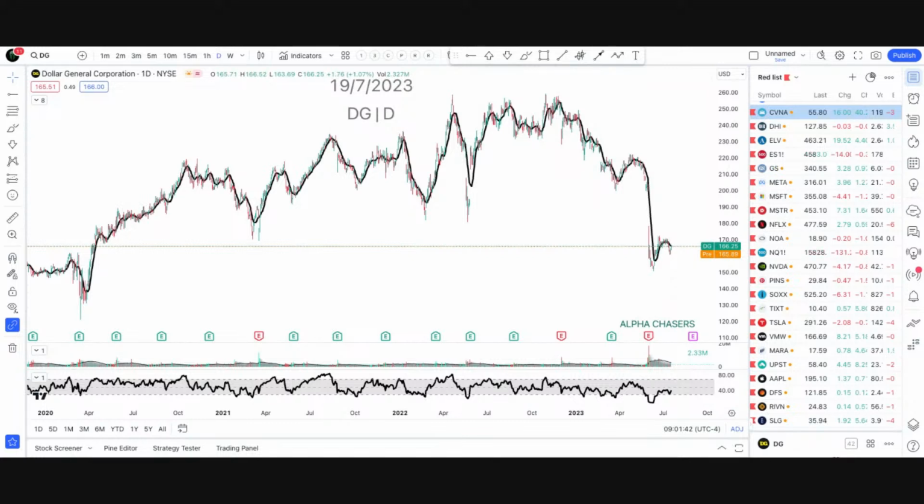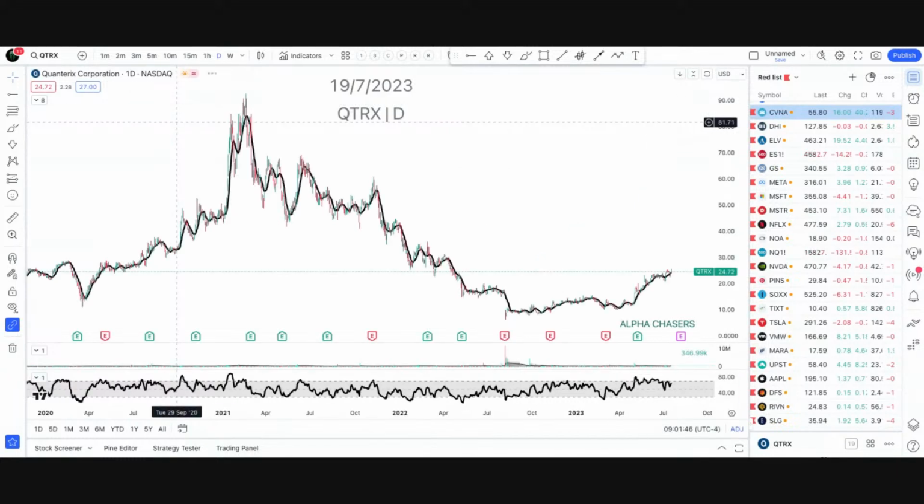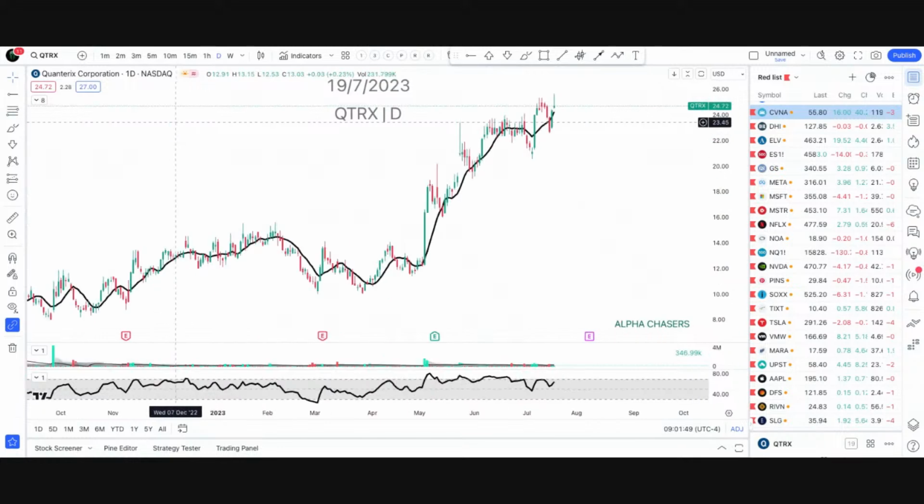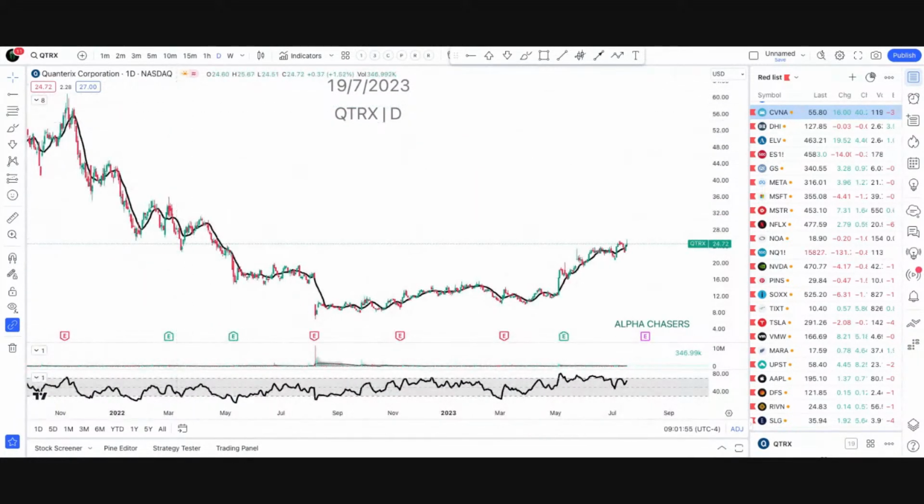Let's do QTRX. So something like this, if I don't have volume, I don't really get that interested. I'd also watch wicks like that. Those kinds of wicks bother me because I want to see us push through.